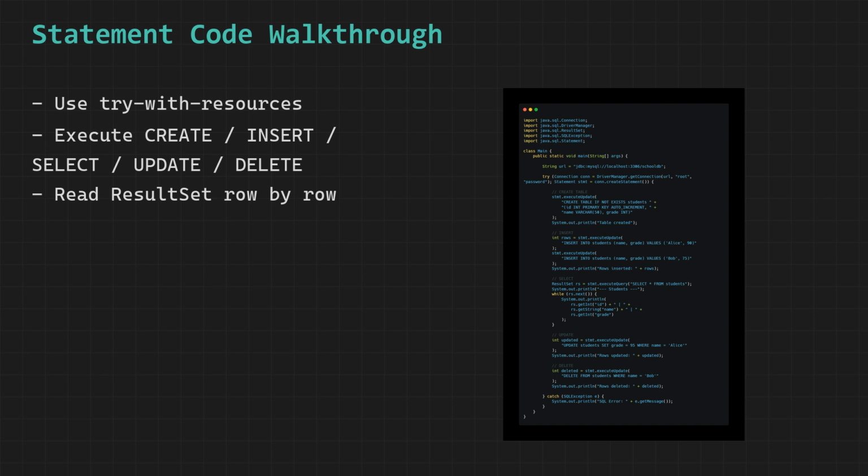$getInt retrieves integer column values and $getString retrieves text column values, both using the column name as the identifier. The second execute update runs an update statement that changes Alice's grade from 90 to 95 and returns 1, confirming one row was affected. The third execute update runs a delete statement that removes Bob's row entirely and also returns 1. All the SQL strings in this example are hard-coded directly in the code with no user-provided input involved. This makes it safe to use the basic statement interface here.